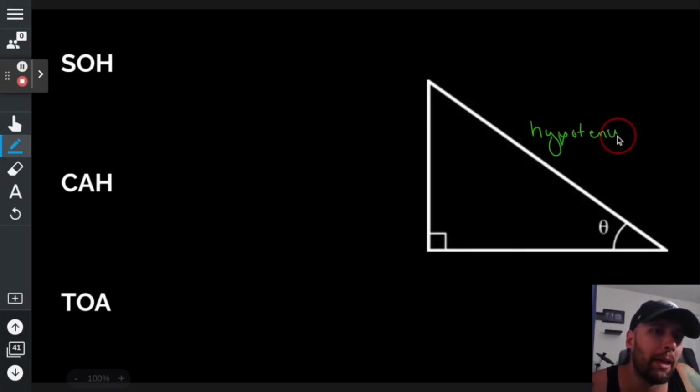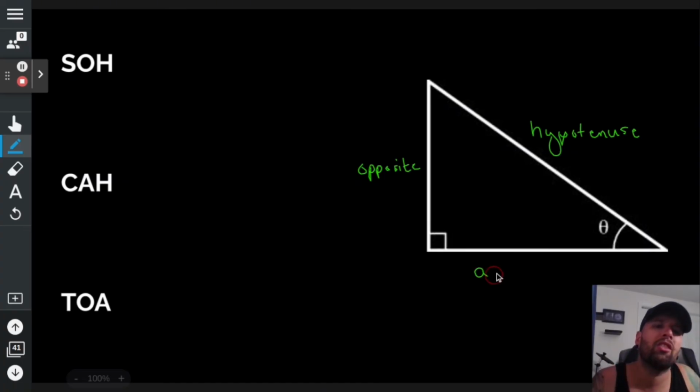Hypotenuse, bada bing. When I look at theta, what is that side over there? That side is the opposite side to theta. And when I look at theta, what is this side right here? That's the adjacent side. Now, if you're thinking, isn't hypotenuse also adjacent? Yes, it is, but the hypotenuse is always the hypotenuse no matter what.